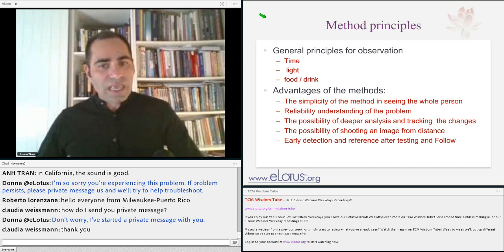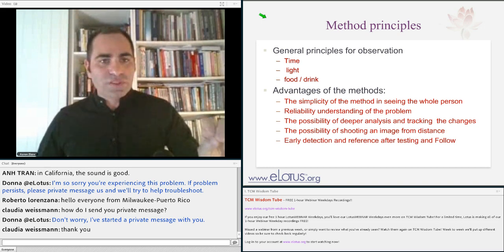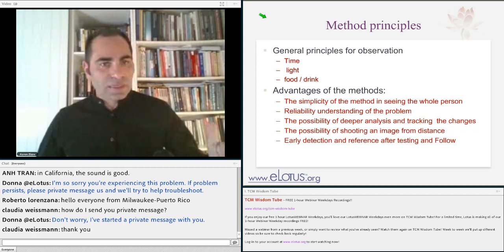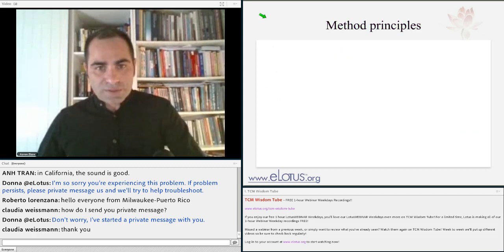And also we can detect different things or different problems at the beginning, and then we can refer the patient to more tests or exams with the doctors, and then we can follow that.